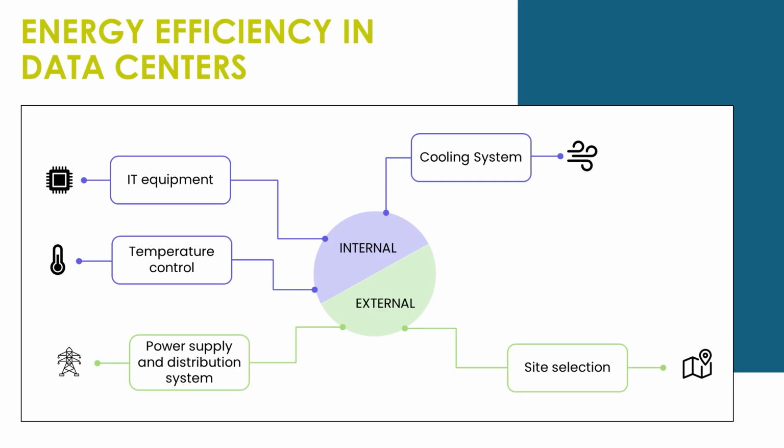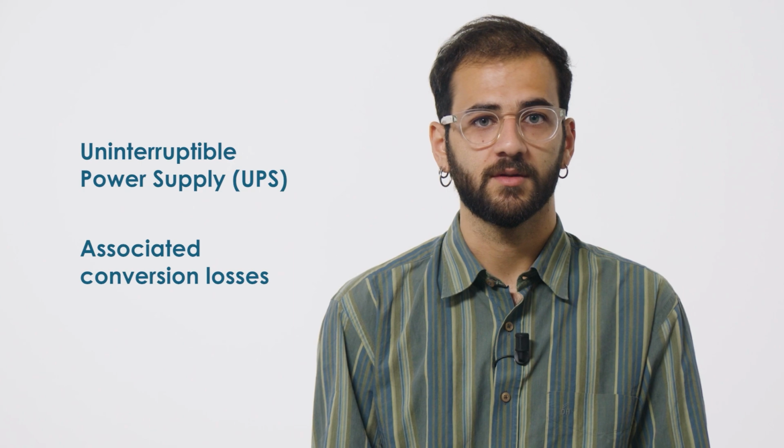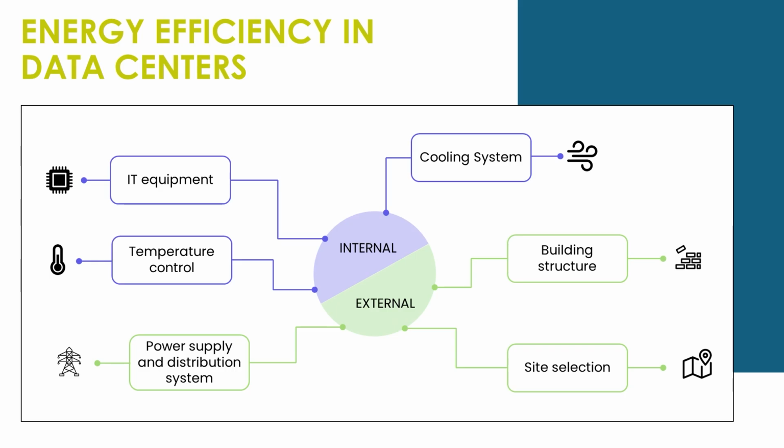Another important factor is the power supply and distribution system, which includes the uninterruptible power supply units and associated conversion losses. UPS systems ensure continuity of power during outages and are critical for maintaining uptime. Moreover, the design of the electrical infrastructure, including cables, lands, and transformers placement, affects transmission losses. Over long distances, losses of up to 3% can occur due to resistance in conductors, making compact and well-structured layouts more desirable. The structure and design of the building also affect energy efficiency.